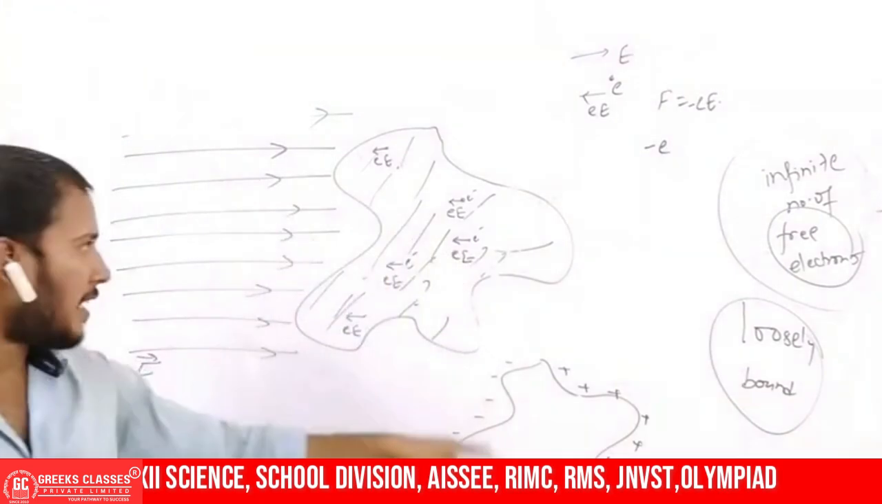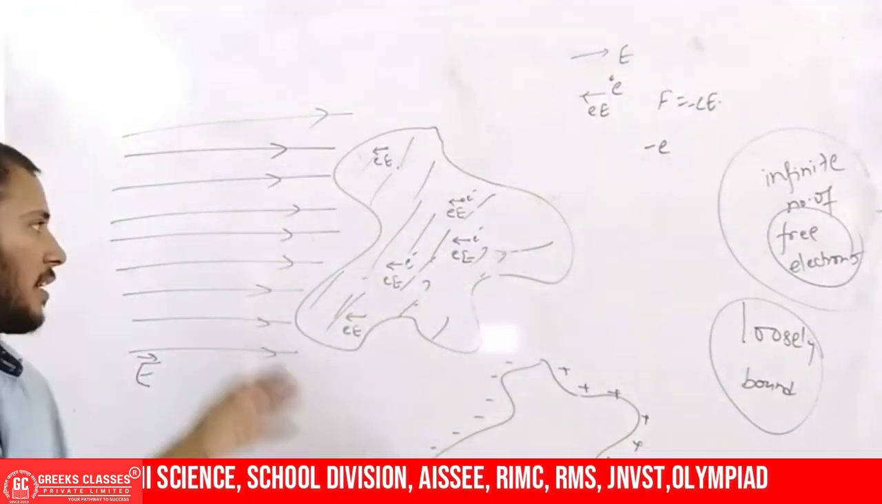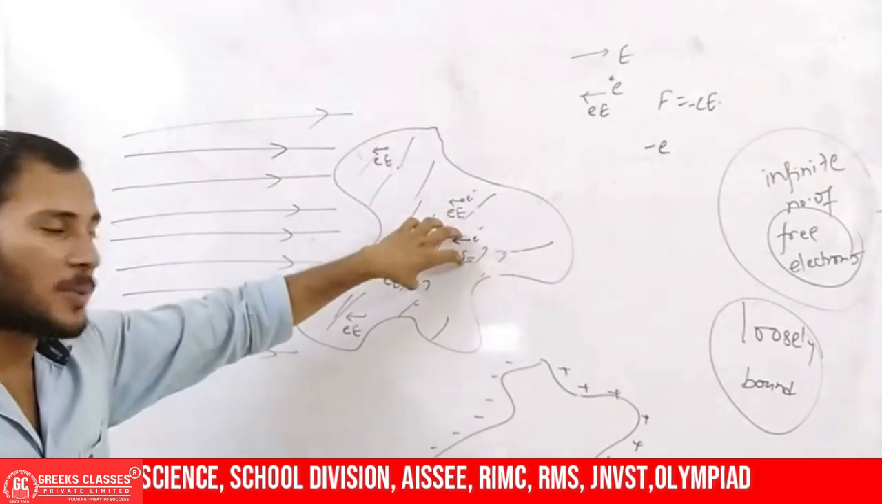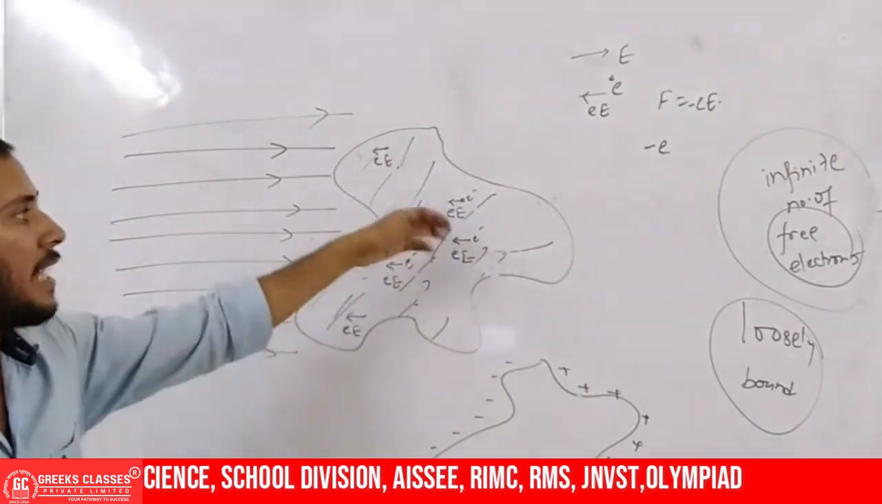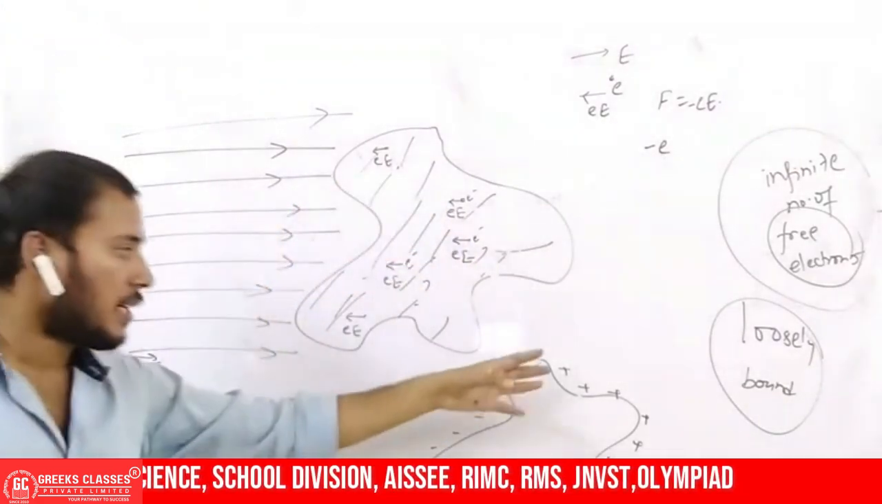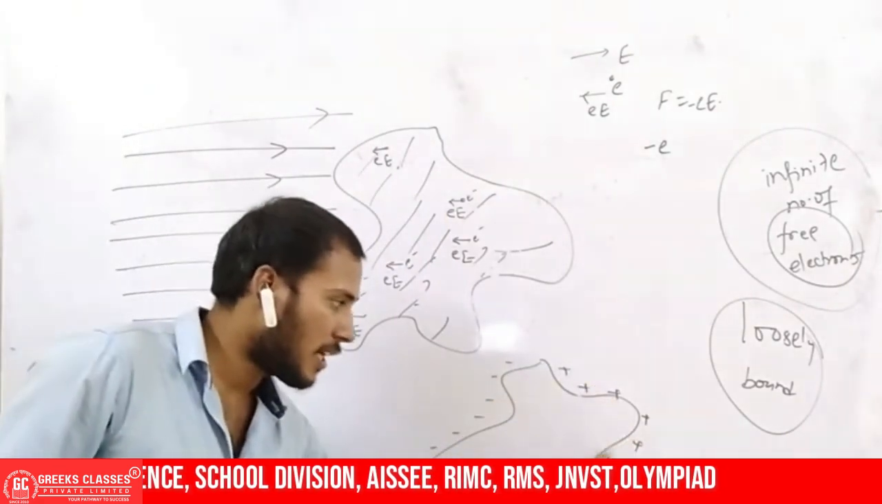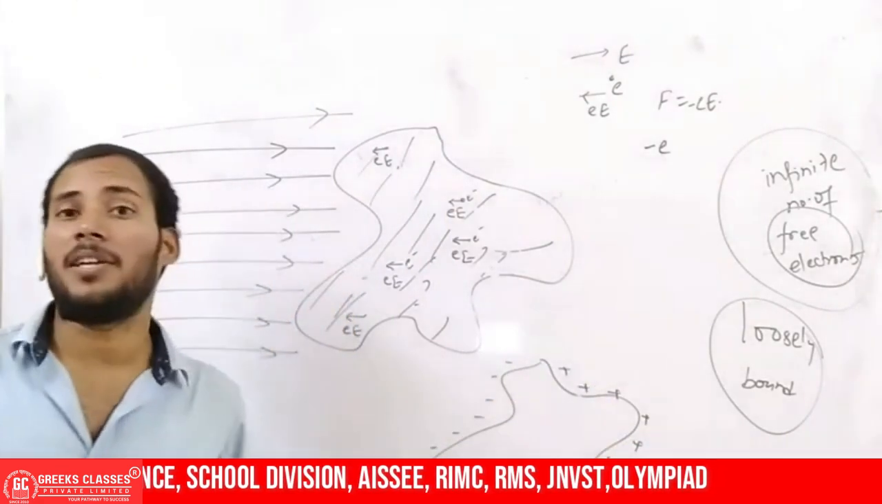So if a conductor is placed in an electric field, those free electrons will feel a force opposite to that of the electric field. They will try to go to the opposite side of the surface, and the positive charge will reside on this part of the surface.